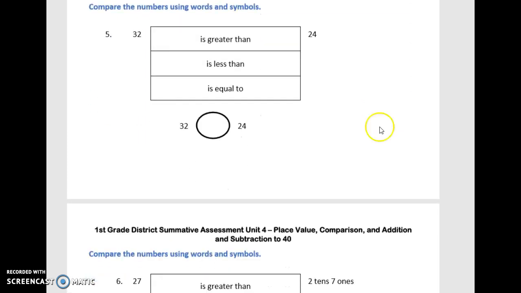Okay, question 5 says, compare the numbers using words and symbols. So 32 is greater than, is less than, is equal to 24. So circle one of these, is greater than, is less than, is equal to, and then draw the symbol in the circle. 32 is blank than 24. Put your symbol in there, greater than, less than, or equal to.